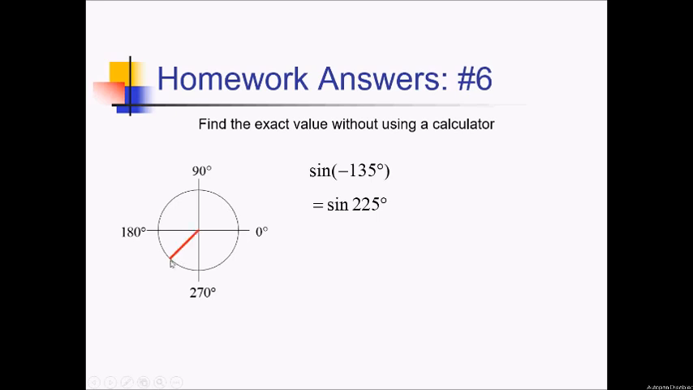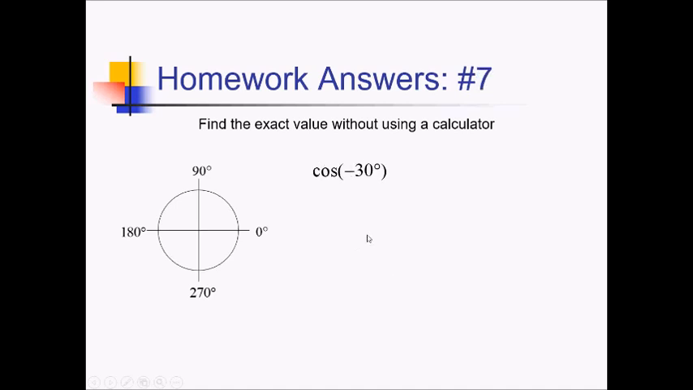So the reference angle on that one, we are 45 degrees from the closest x-axis angle of 180. 225 minus 180 gives us that. Sine, which is the y value of the angle, that's got to be negative below the x-axis here. So this then can be written as negative sine of 45 degrees. Sine of 45 is radical 2 over 2, so this is negative root 2 over 2.